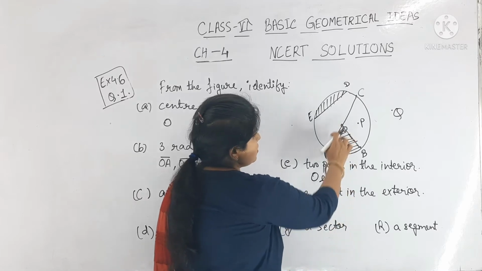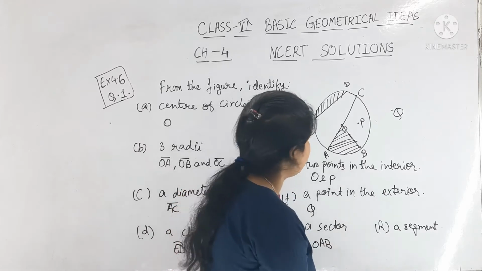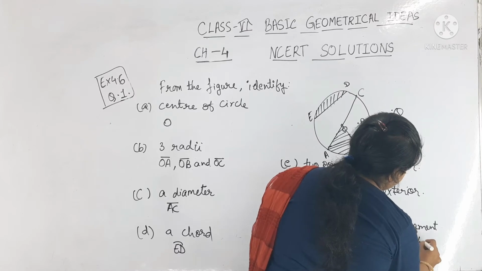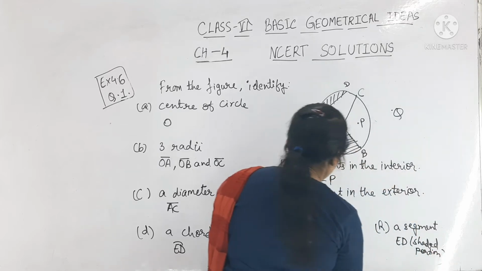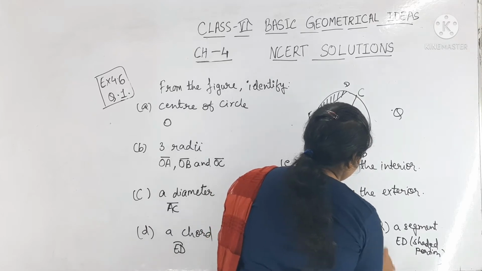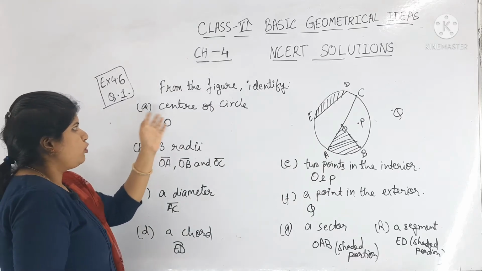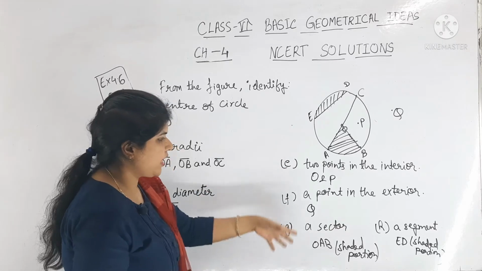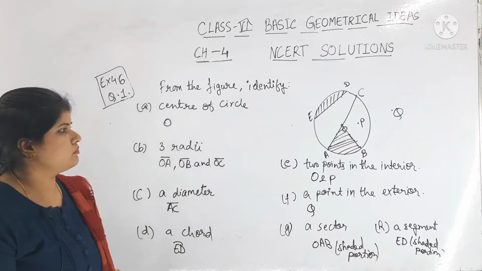A sector, this is a sector OAB. A segment, that is ED, the shaded portion. So simple, right? You have to write the points only. If you know the terms like center, radii, diameter, chord, interior, exterior point, sector, segment, these are the only terms you have to learn. So this is question number 1.